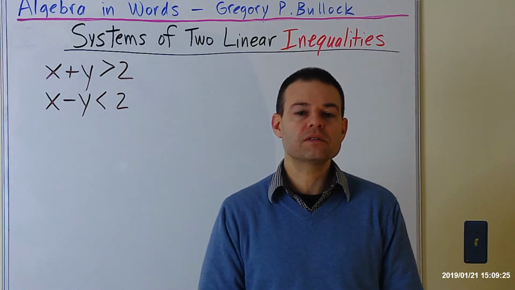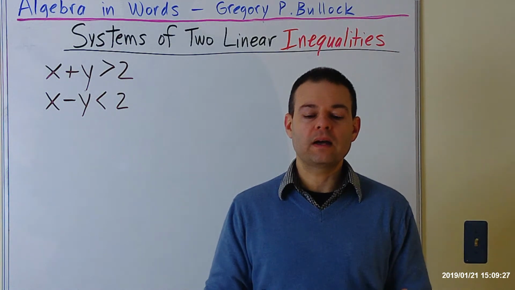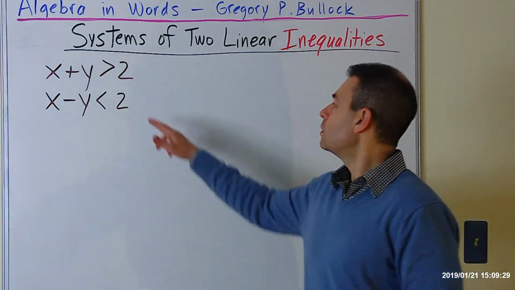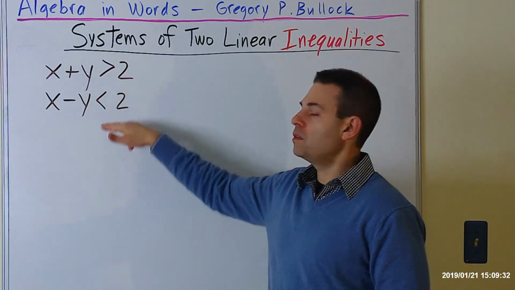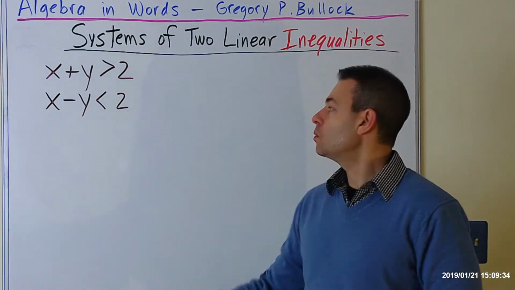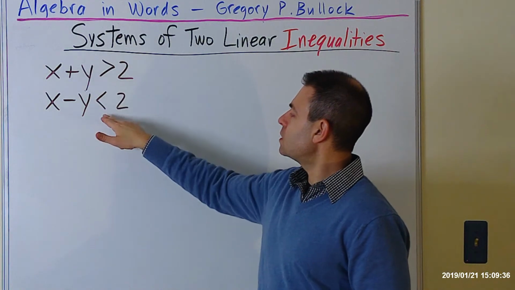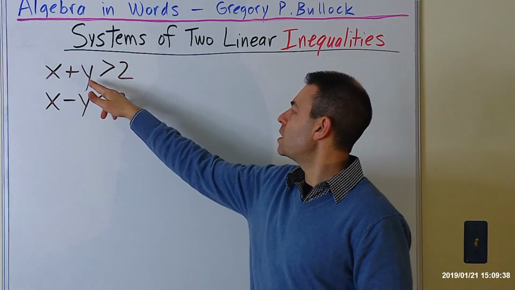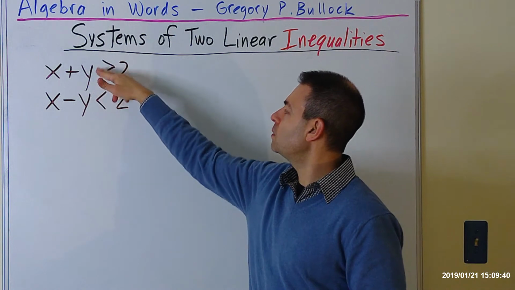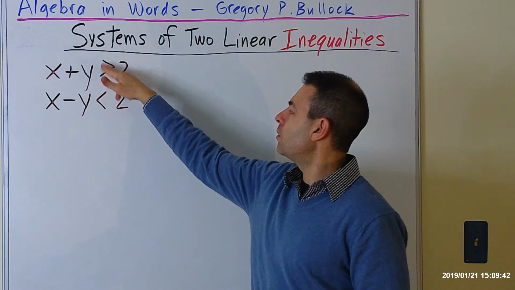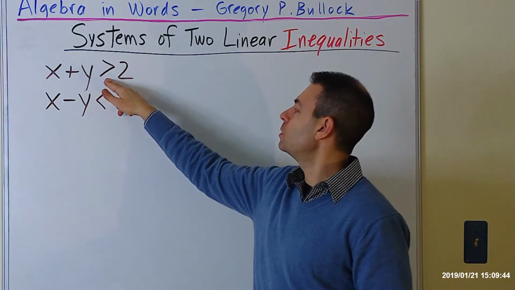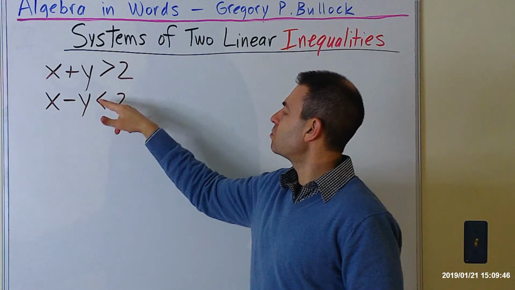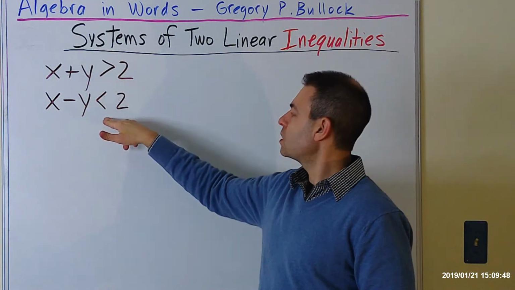First thing is I want to make sure that everybody knows the inequality symbols. This is greater than, this is less than. You always read them from left to right. The greater side, the wider side of the inequality symbol, is open on the left towards the right. So this is greater than, this is less than.